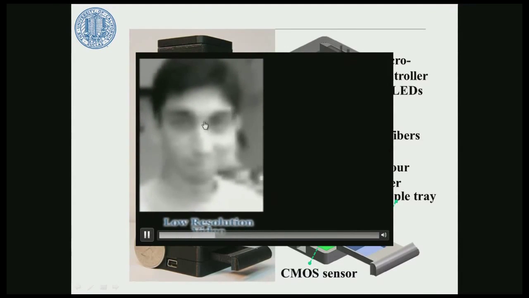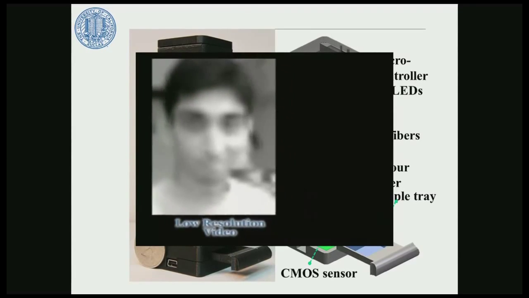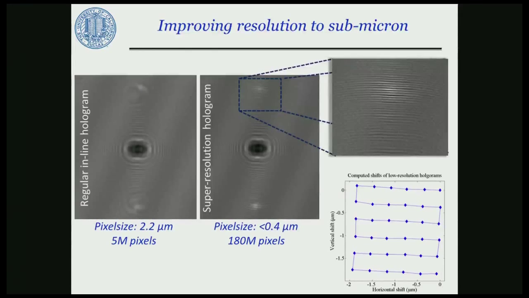But if there are a few frames that are shifted with respect to each other, then you can actually synthesize a much higher resolution image and essentially undo undersampling. This is exactly what we do. We create smaller effective pixel sizes that resolve finer features of the holograms. Some of these holographic fringes are washed away, but now they come back.